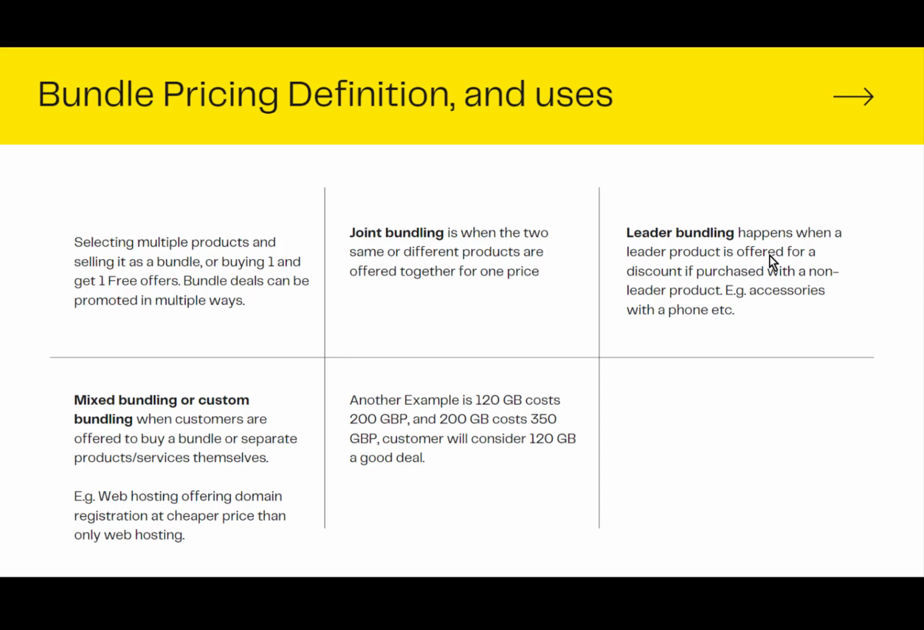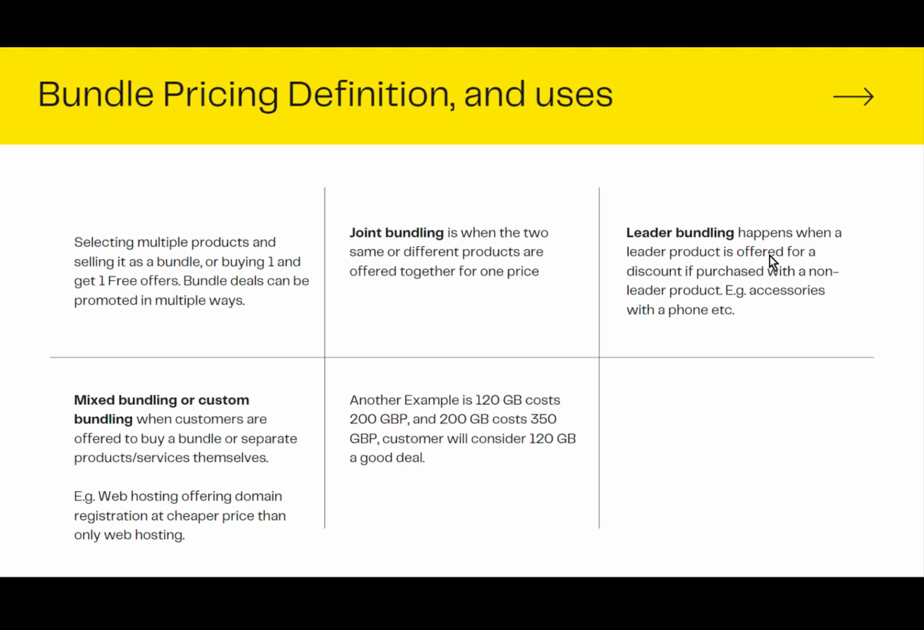So, in this lecture, you will learn about bundle pricing, its definition, and its uses. Selecting multiple products and selling them as a bundle, or buying one and getting one free product, the same product or another complementary product. Bundle deals can be promoted in multiple ways. So this qualifies as a bundle package or bundle pricing.